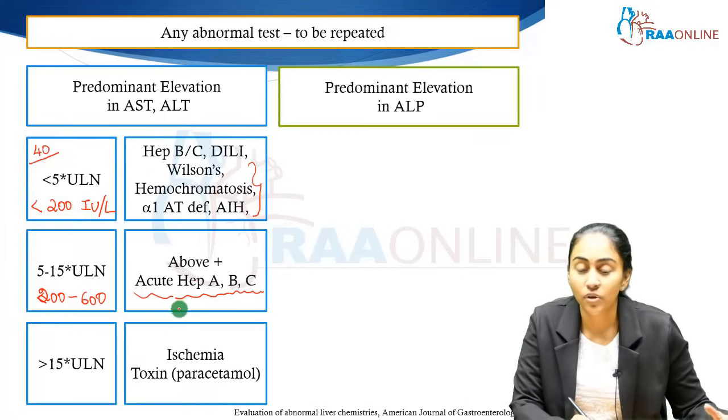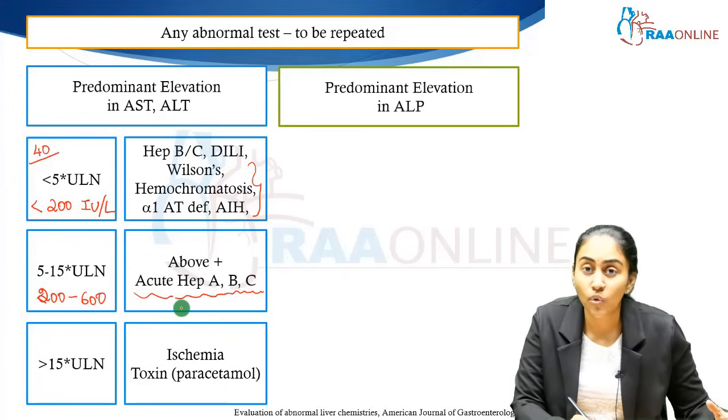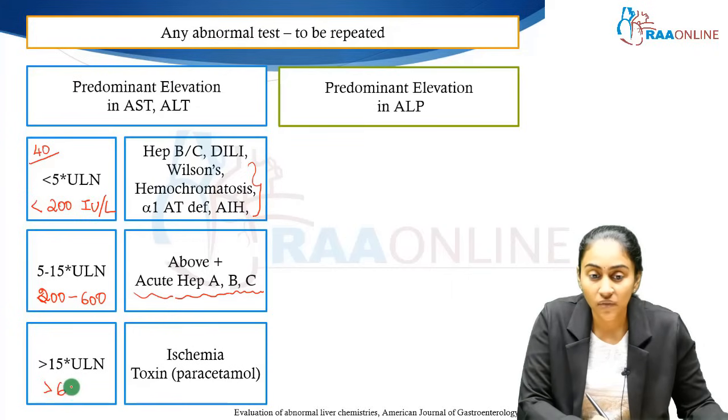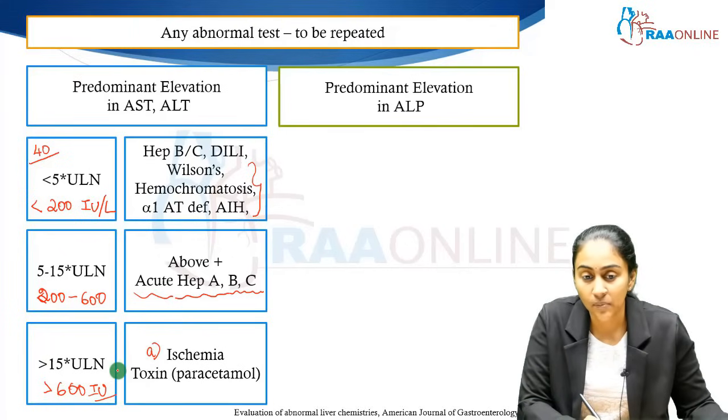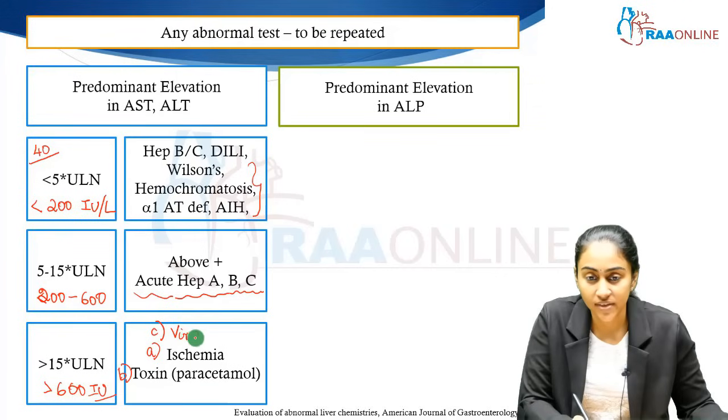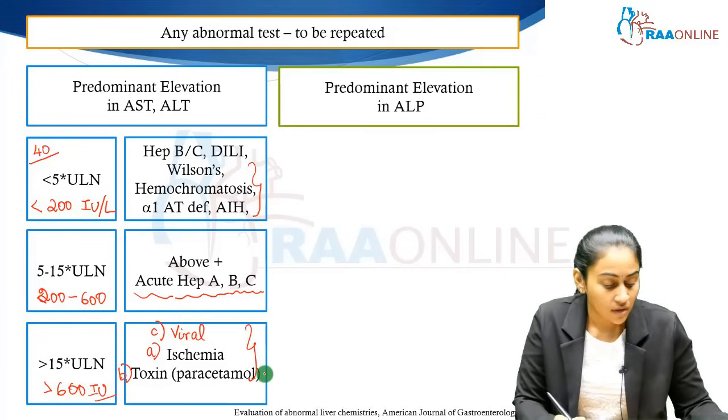Whenever you have your transaminases more than 15 times the upper limit of normal, as I mentioned earlier, so when this is going to be more than 600 international units, then automatically you will think of either ischemia or toxin. Commonly, these two also could be seen in acute viral hepatitis.